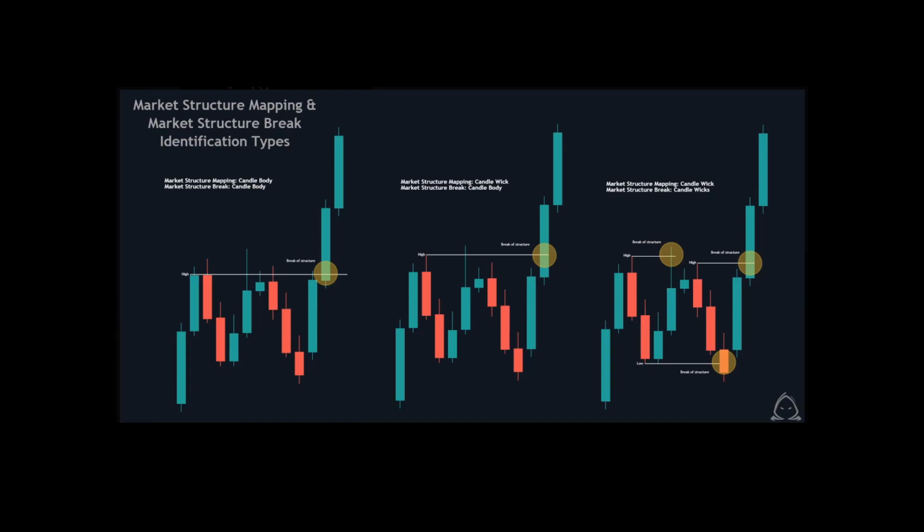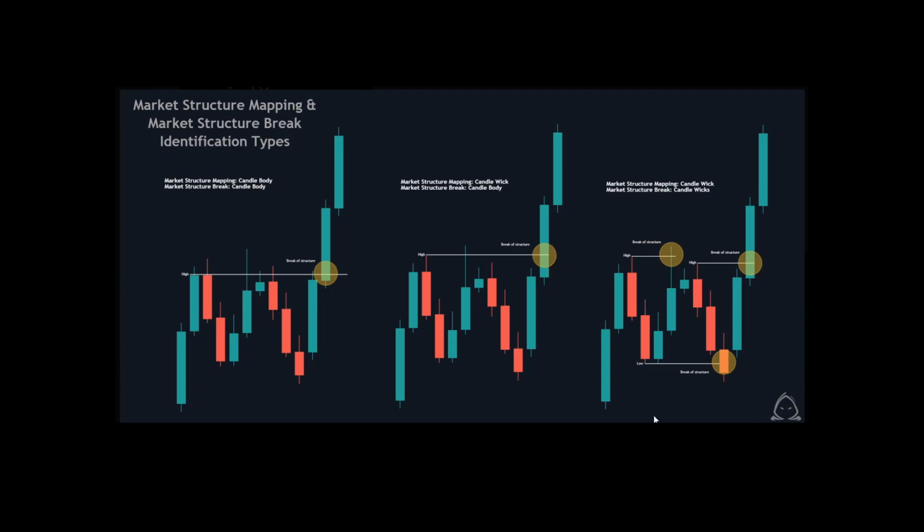And as a quick refresher, type number 1, we're going to be mapping market structure using candle bodies, and we'll identify a break of structure using candle bodies. So a break of structure will occur when we get a break and close above or below a high or low. In type number 2, we're going to be mapping market structure using candle wicks, and we'll be identifying breaks of structure using candle bodies, so looking for a break and close above or below a high or low.